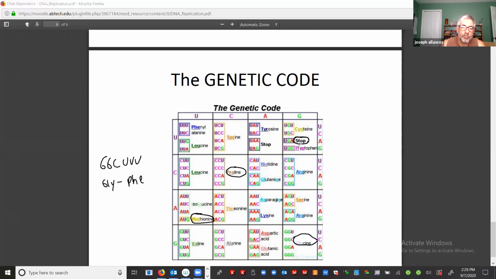Oftentimes, the information will be copied, and multiple proteins will be copied on one messenger RNA. So when the ribosome gets to stop, it knows that one's done. And then if it gets MET as its next amino acid, it knows we're starting a new protein.